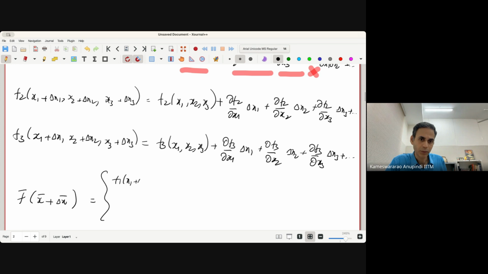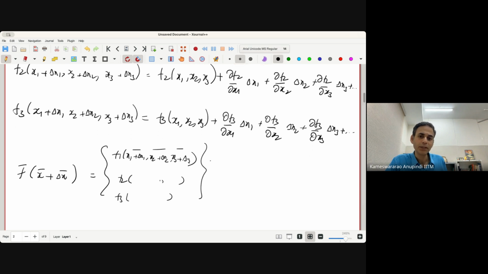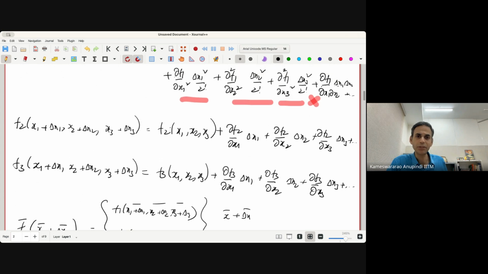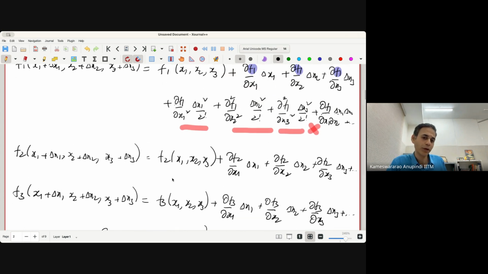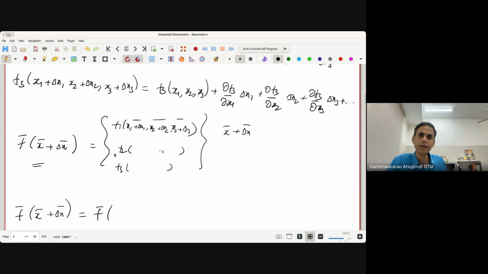Something like f1 of x1 plus delta x1, x2 plus delta x2, x3 plus delta x3. Similarly, f2 of the same values, f3 of the same values. That's what I have written. Similarly, I have also written all these three as x bar plus delta x bar, meaning this is x1 plus delta x1, x2 plus delta x2, and x3 plus delta x3. So on the left hand side, I have now condensed it to f bar of x bar plus delta x bar equals, on the right hand side, the first term is basically f1, f2, f3. So this is going to be f bar, and they are all evaluated at x1, x2, x3.